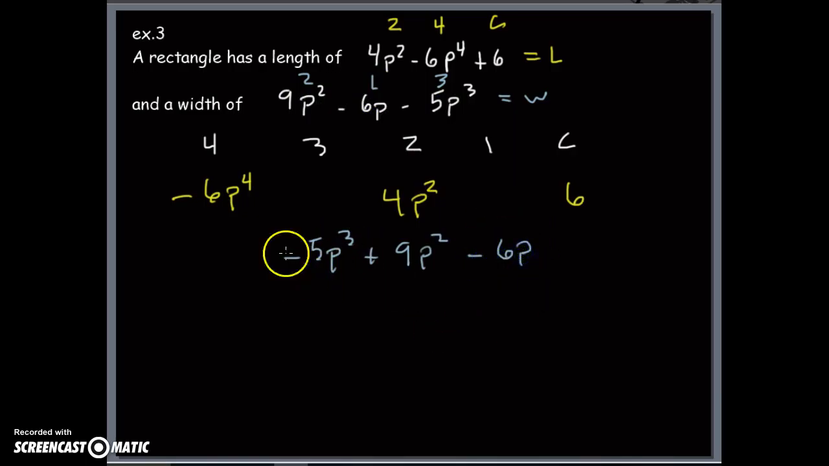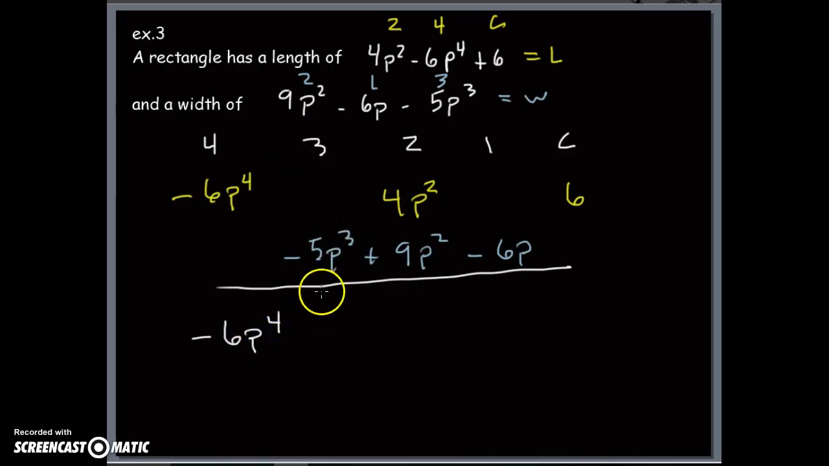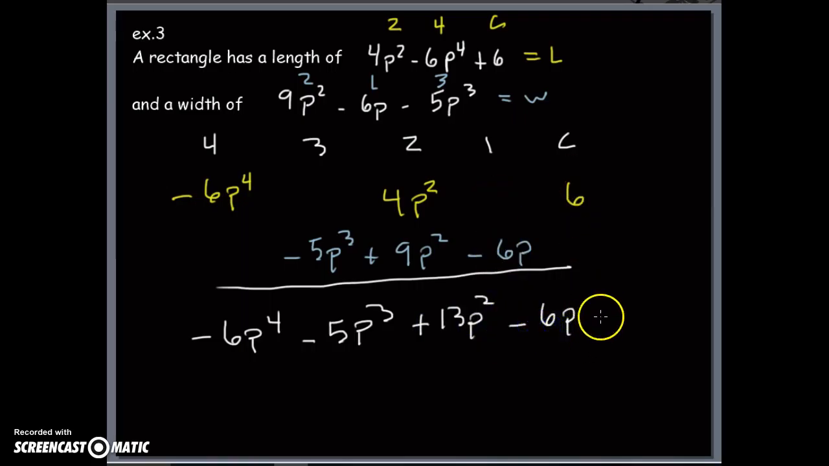So you can see here that we don't have fourth terms to add up, so when we add these together, really all we are going to do is add this to 0, and -6p to the 4th plus 0 is just -6p to the 4th. Same thing here, we've just got -5p to the 3rd. Here we actually have some coefficients that we can add together. 4 plus 9 is a 13p squared. Here we have nothing again, so we can just bring that down. And then same thing with our constant. So sometimes you're going to have problems where you don't have like terms to combine for certain powers.